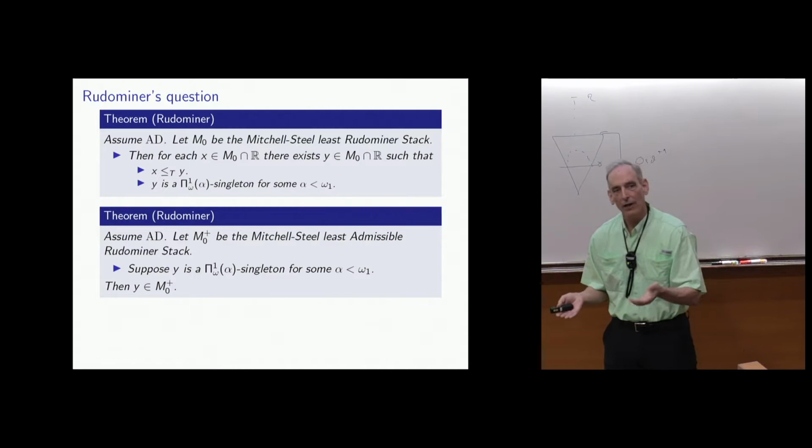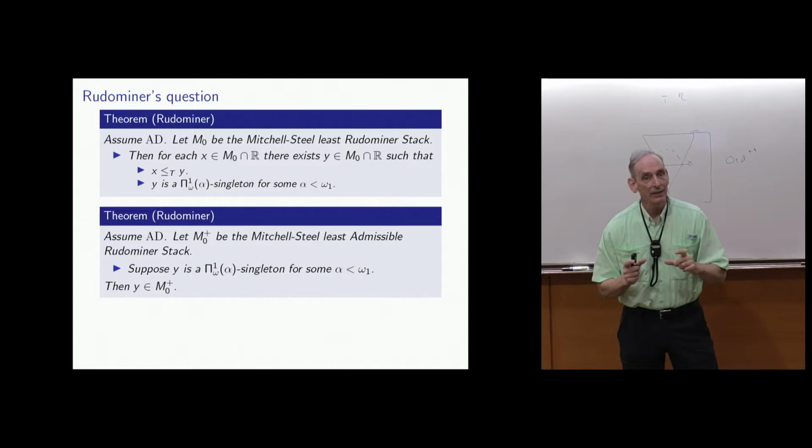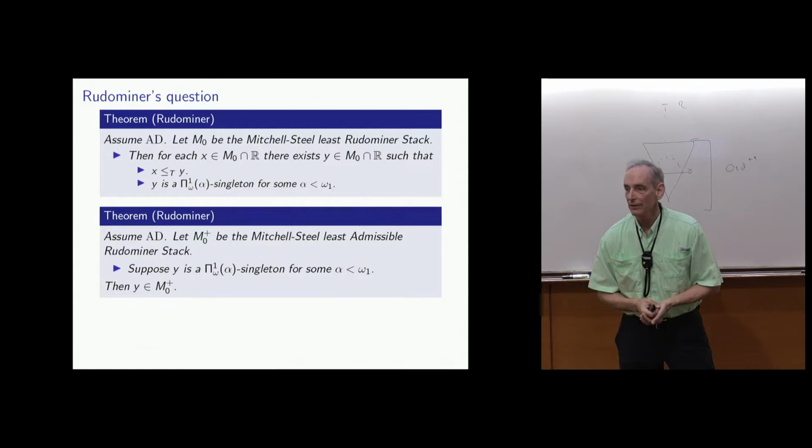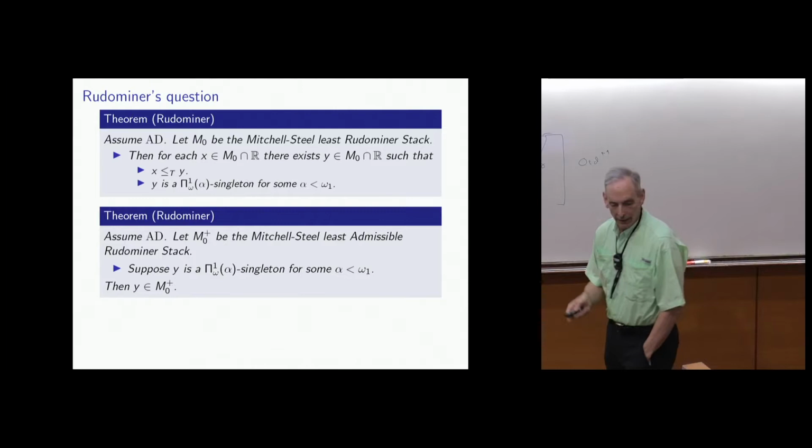But when you move past the first level, if you construct from Q3, you add no reals. Now, you have Spector-Gandy, so L of Q3 will correctly compute all the delta 1,3 reals. So not every real can be delta 1,3. So that's why you have to bring in the ordinals. All right, so M0+ is the Mitchell-Steel least admissible Rudimentary stack, and then Rudimentary showed that every pi 1 omega alpha singleton belongs to that model.